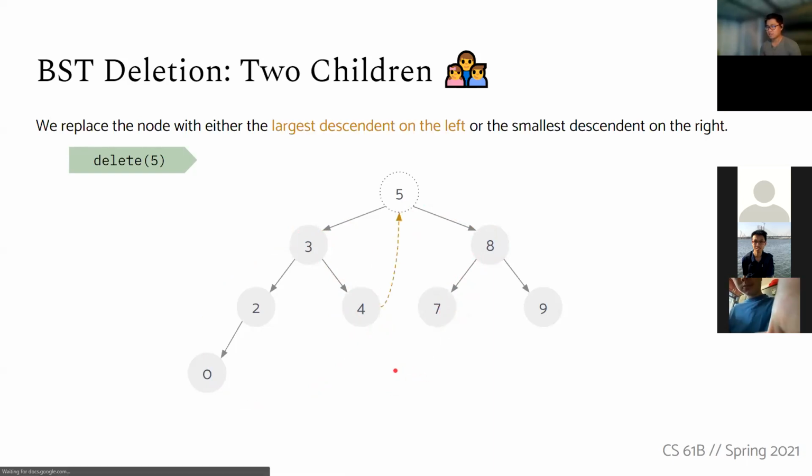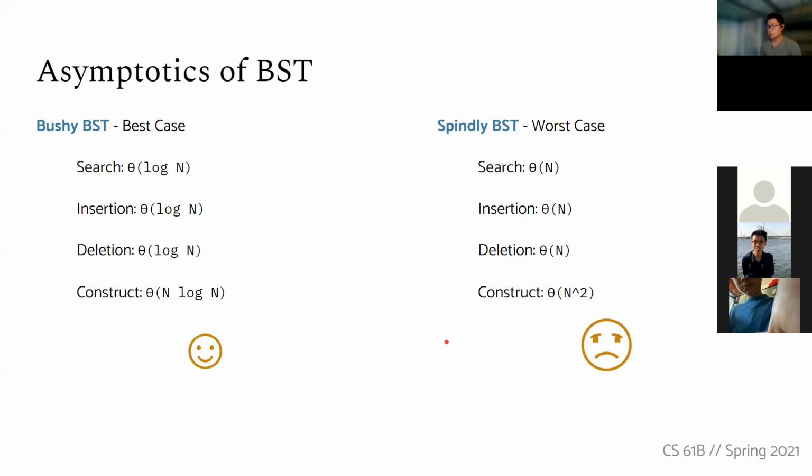So either one should work. If we remove 5, we can place 4 there, and notice how it still maintains the BST properties. And likewise, should we delete 5 and replace it with 7, it still maintains the BST properties. All right. And this is just a list of BST runtimes. Again, I would probably come back to the slides later and just jot these down.